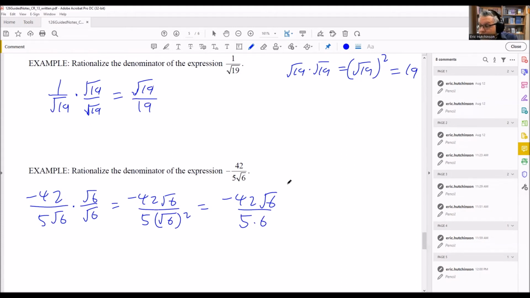Before I multiply this out and make it 30, I notice that I can do a little reducing here. The 6 and 42 reduce. If I divide this by 6, I get a 7 here, and dividing this by 6, we get a 1. So we get negative 7 square root of 6 over 5, and that would be your reduced answer. You always want to try to reduce on these problems if you can. The negative doesn't matter if you put it on top, on the bottom, or out front. You just need one negative somewhere in your answer. But that's as far as we can go there: negative 7 root 6 over 5.